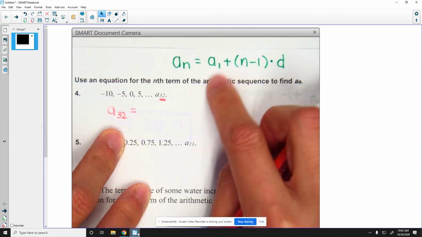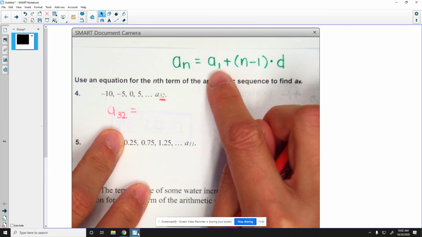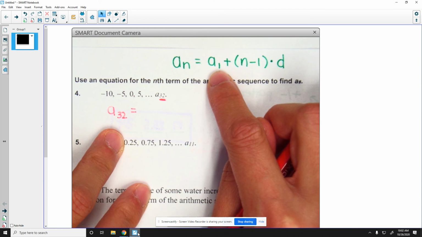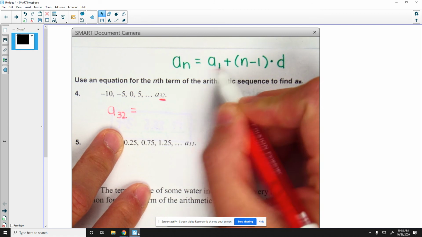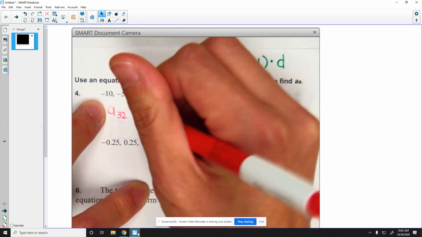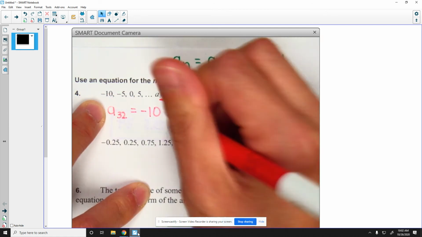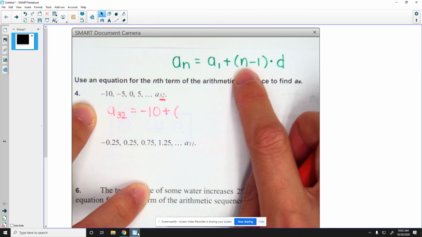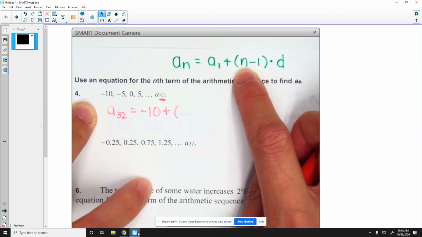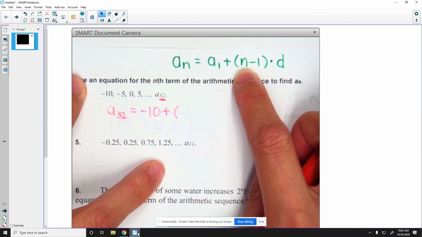Equals, okay, a1. Does anyone remember what a1 stands for? Not the answer, but what does it stand for? Tessa? The first term. That's why it's 1 here. The first term is, you see how it's negative 10? So negative 10 plus parentheses n. Does anyone know what n stands for? Owen? The common difference. The n is not your common difference.